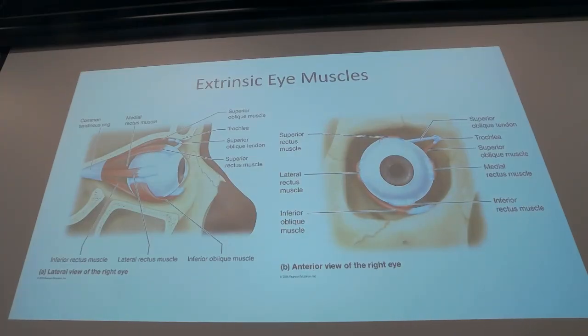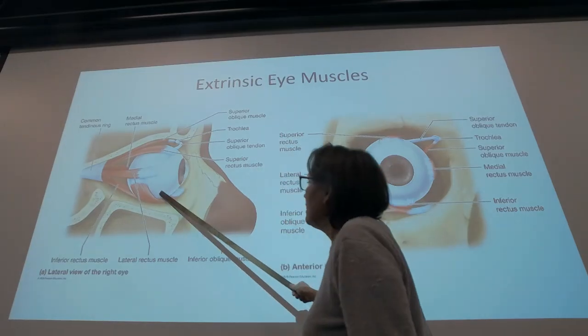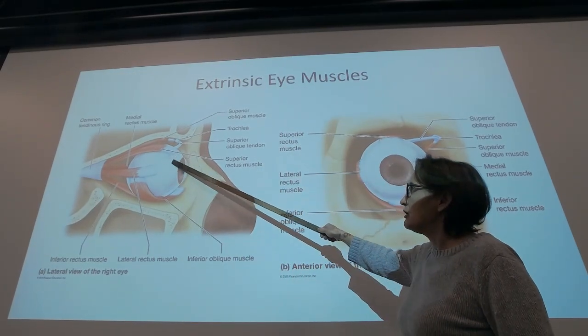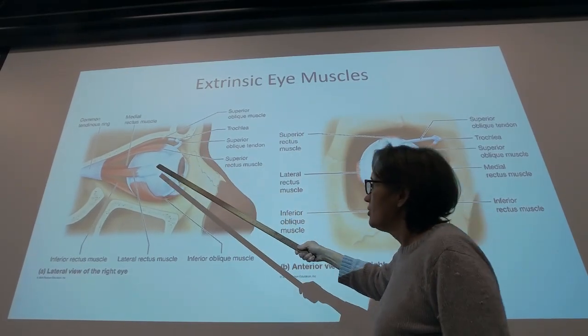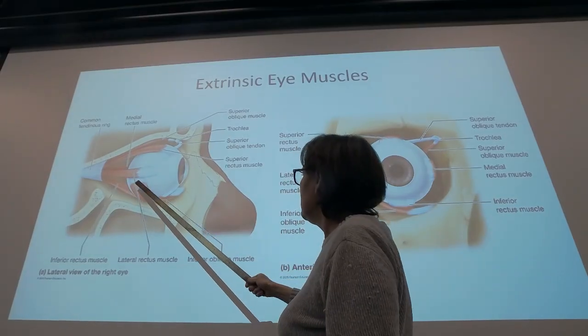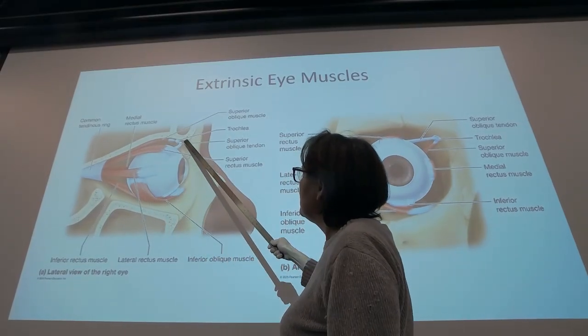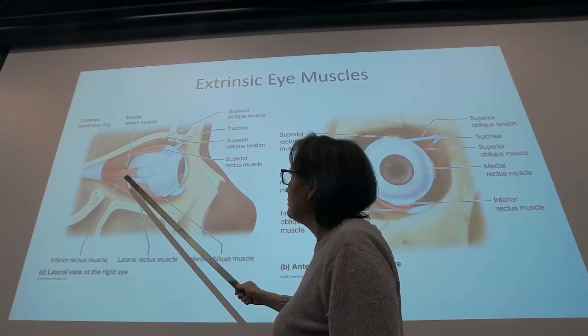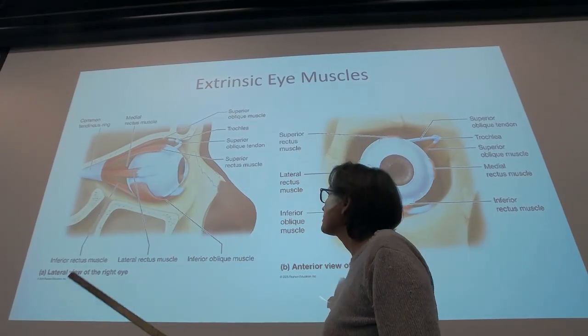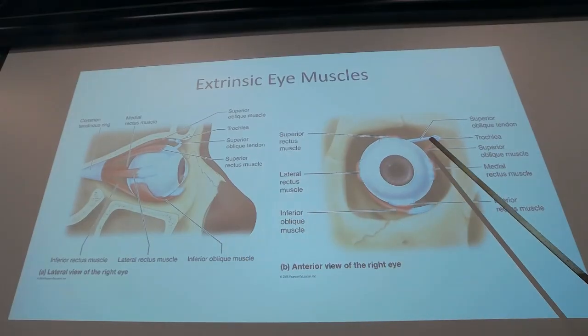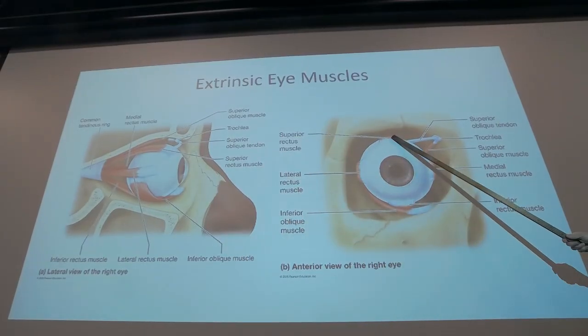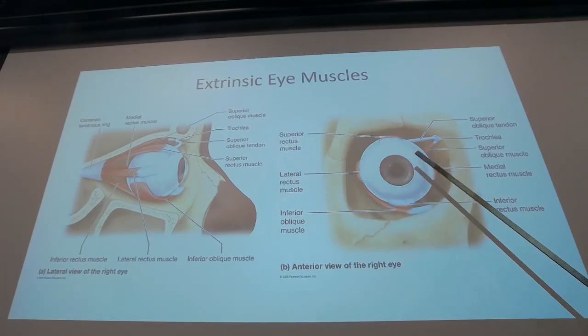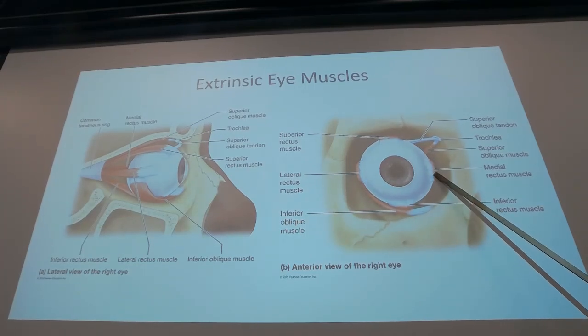So here are the extrinsic eye muscles. This is the sclera, the outer region of the eye. Here's the lateral rectus. This is the inferior oblique. This is the superior oblique. This is the superior rectus. This is the medial rectus and inferior rectus. Viewed anteriorly: superior rectus, inferior rectus, lateral rectus, medial rectus.